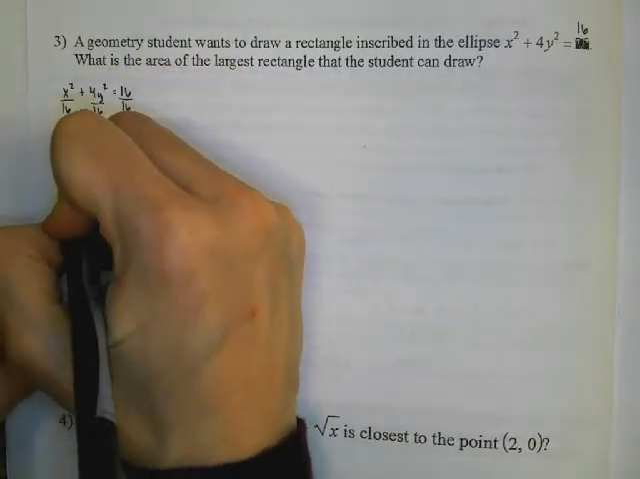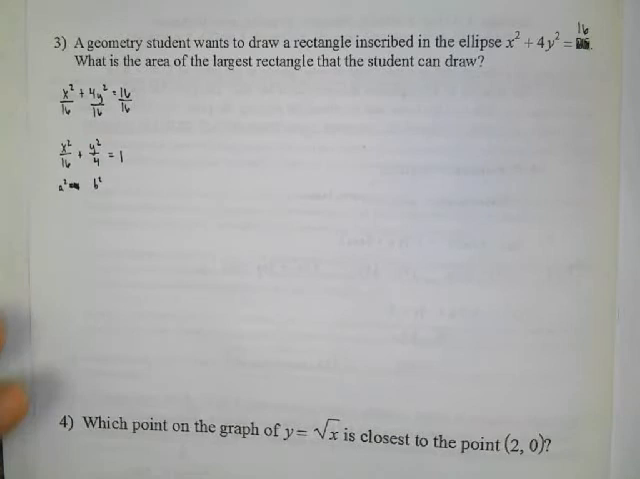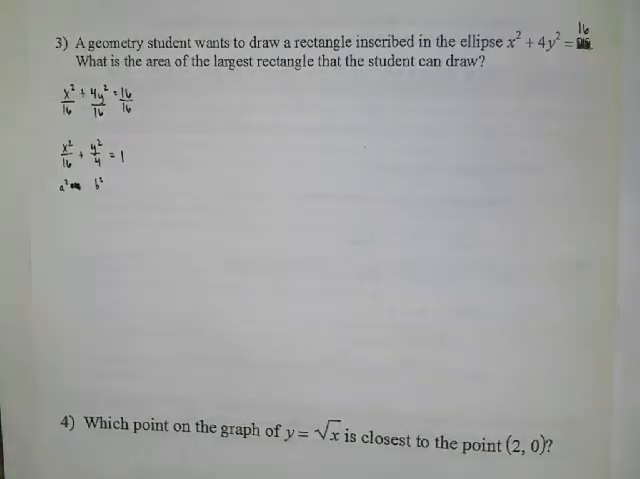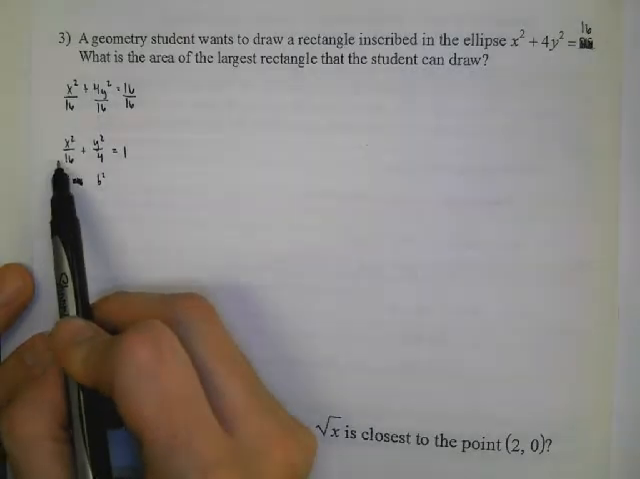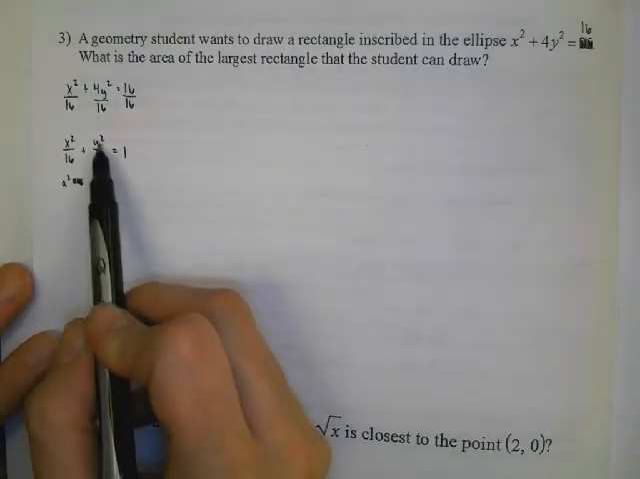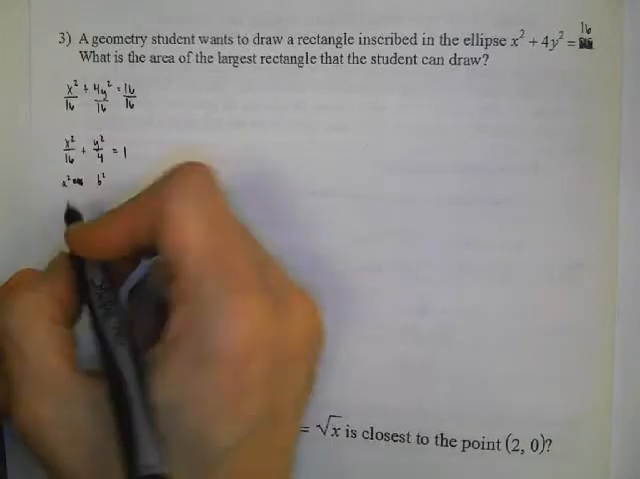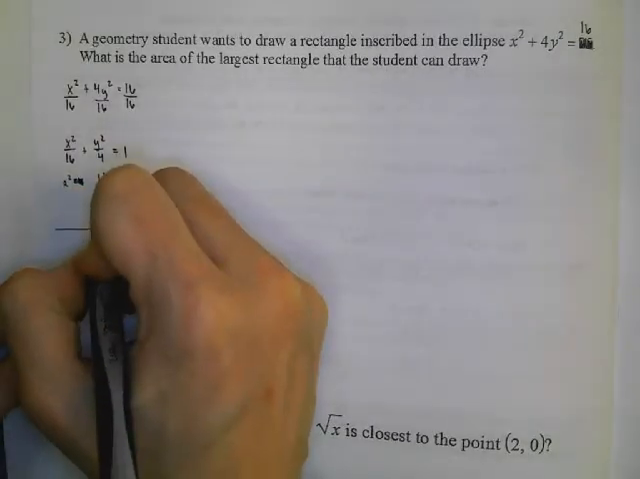Or a squared is 16, excuse me, b squared is 4. So that's going to tell us how this ellipse is going to lie. Since my 16 is bigger, my major axis is along the x, my minor is along the y. So here's how it's going to look.